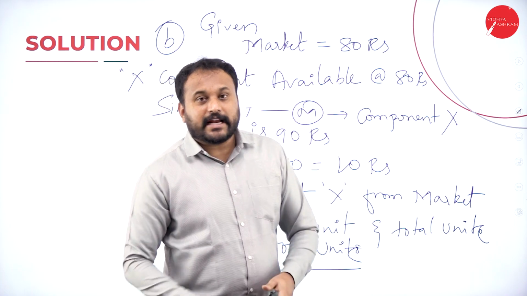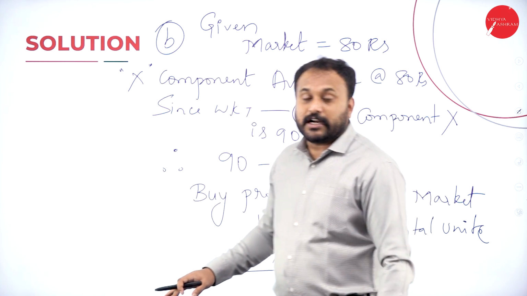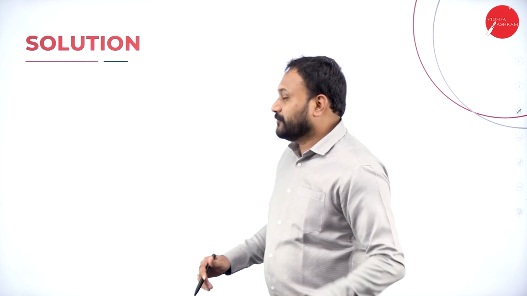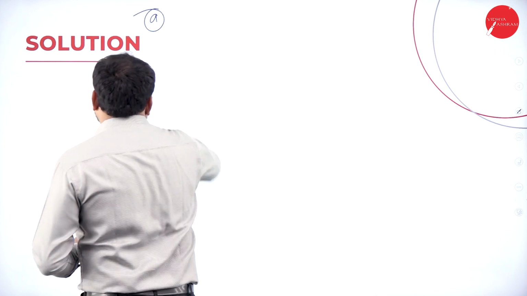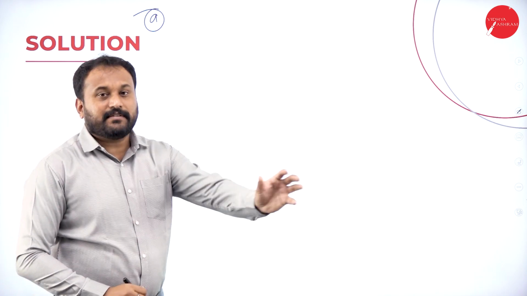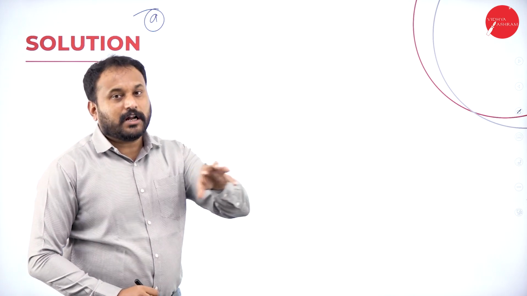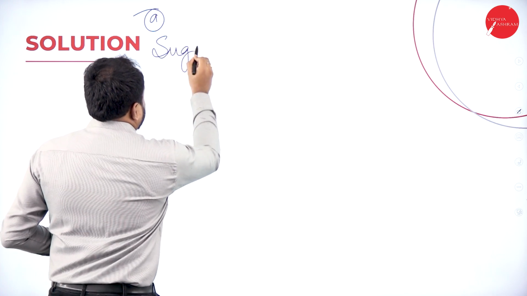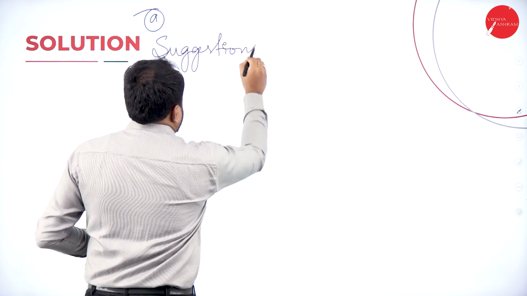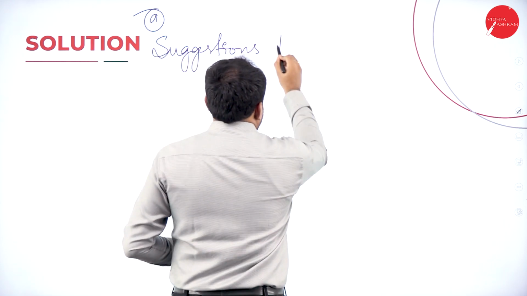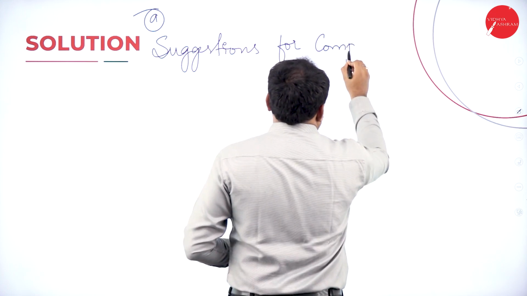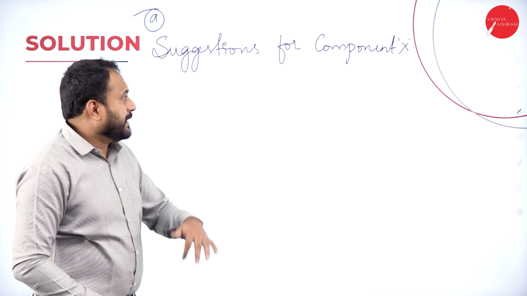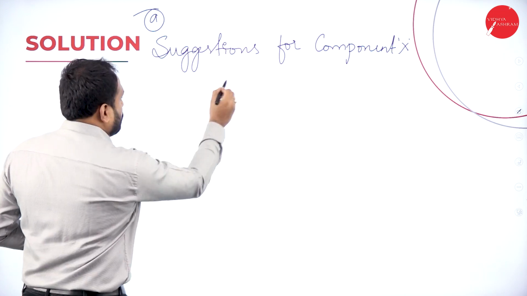Now, you got how exactly we have calculated, but if you write like this, you will not get 10 on 10 marks. I'll tell you how to write so that you will get 10 marks. First, you will write the question number A. What they have asked is whether you will suggest to make the product or buy the product. So you will write here: suggestions for component X, whether to make the product or to buy the product. Then you will go with the calculation part.